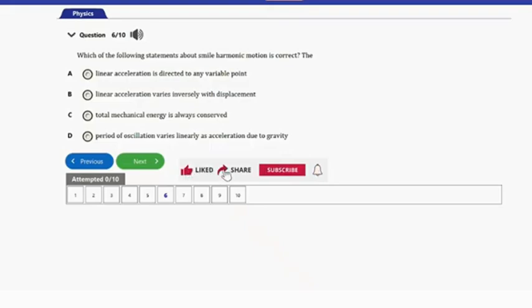C, total mechanical energy is always conserved. D, period of oscillation varies nearly as acceleration due to gravity. So guys, the answer to this question here is option C. The total mechanical energy is always conserved. So let's go ahead and consider the next question, guys.